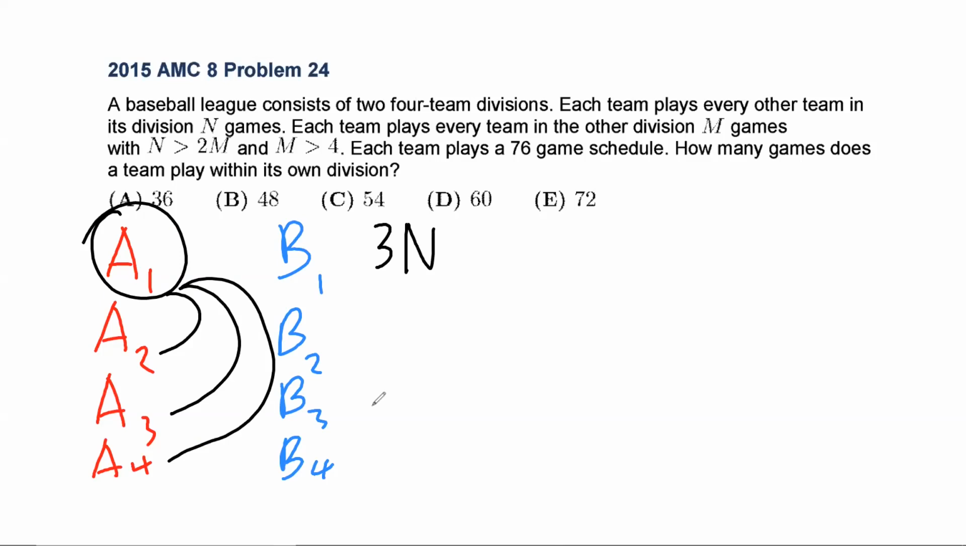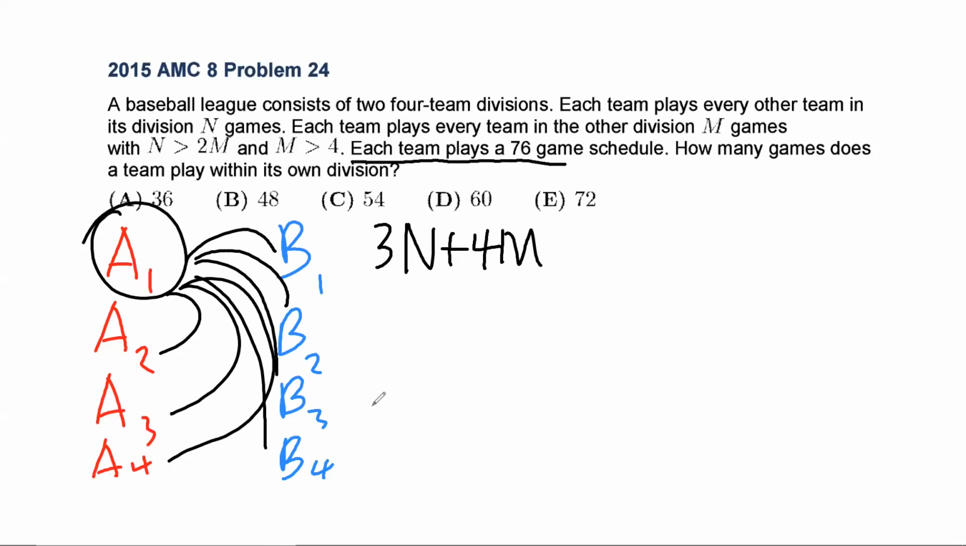Each team also plays every team in the other division m games. So A1, for example, plays B1, B2, B3, and B4. So it plays those 4 teams, and each time it plays m games. So 3n plus 4m is the total number of games that team A1 plays. And we're told that each team plays a 76 game schedule, which means this is equal to 76.